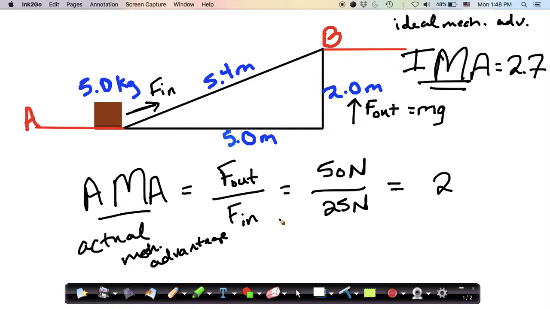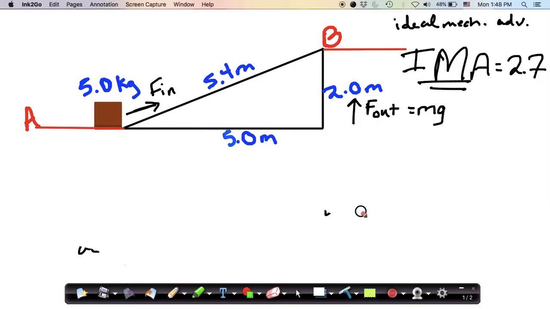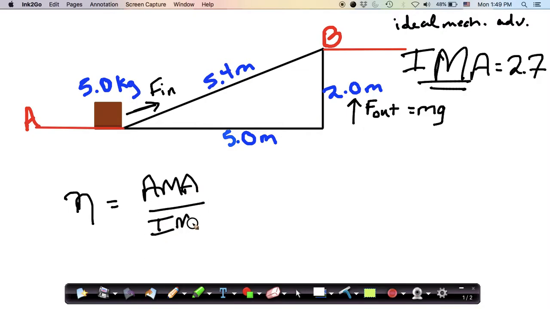All right, so back to the concept of efficiency. Another way to think about efficiency is as the ratio of the actual mechanical advantage of a simple machine to the ideal mechanical advantage of a simple machine. So we calculated efficiency with work previously. This time we're going to look at actual mechanical advantage divided by ideal mechanical advantage. And we're going to once again express this as a percent. So we'll multiply by 100.